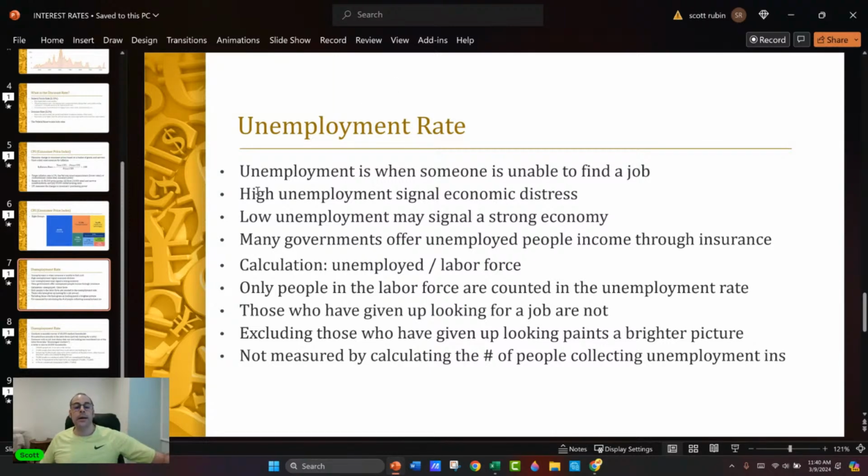So, the higher the unemployment rate, the more distressed the economy is. Not 100%, but it's much more likely that the higher the unemployment rate, the worse it will be, and the lower the unemployment, the better it will be, generally speaking. So low unemployment may signal a strong economy, or it could just signal a lot of people who gave up on looking for work. Because if you give up, I'll show you in the next slide the calculation, you're off the radar.